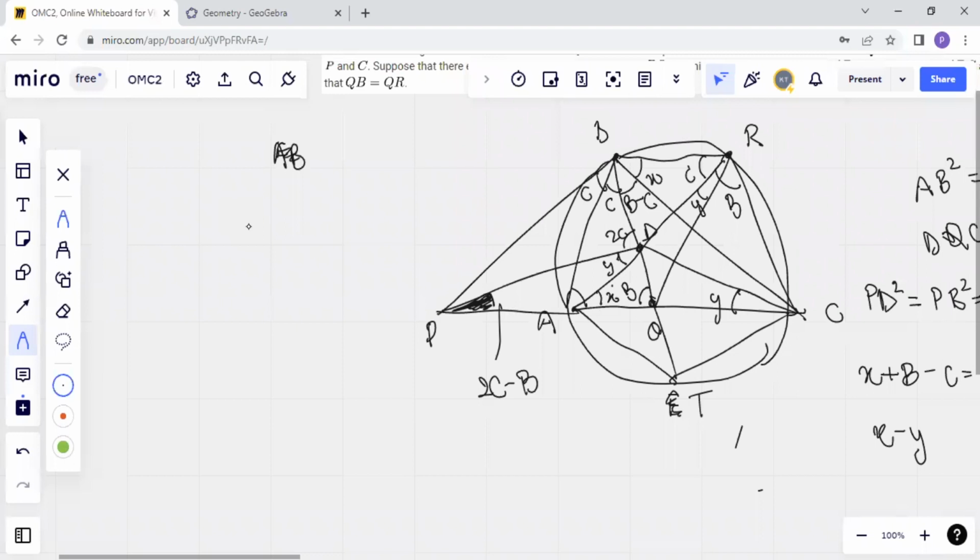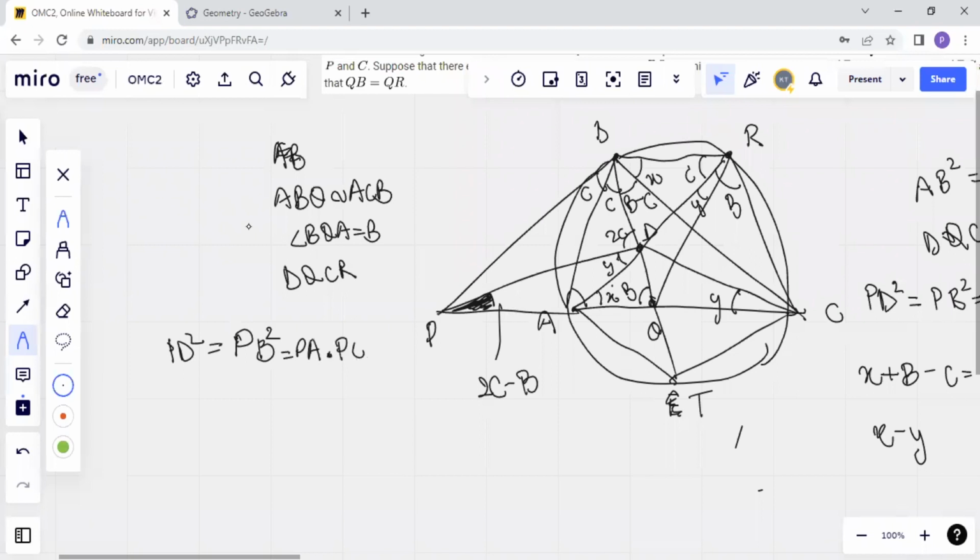And basically we got similarity that ABQ is similar to ACB. From this we got that angle BQA is equal to B, and so DQCR is cyclic. And then we proved that PB is also tangent to the circumcircle. So PB square, which is PD square, is equal to PA times PC. So from this we get that PD is also tangent to the circumcircle of ADC.